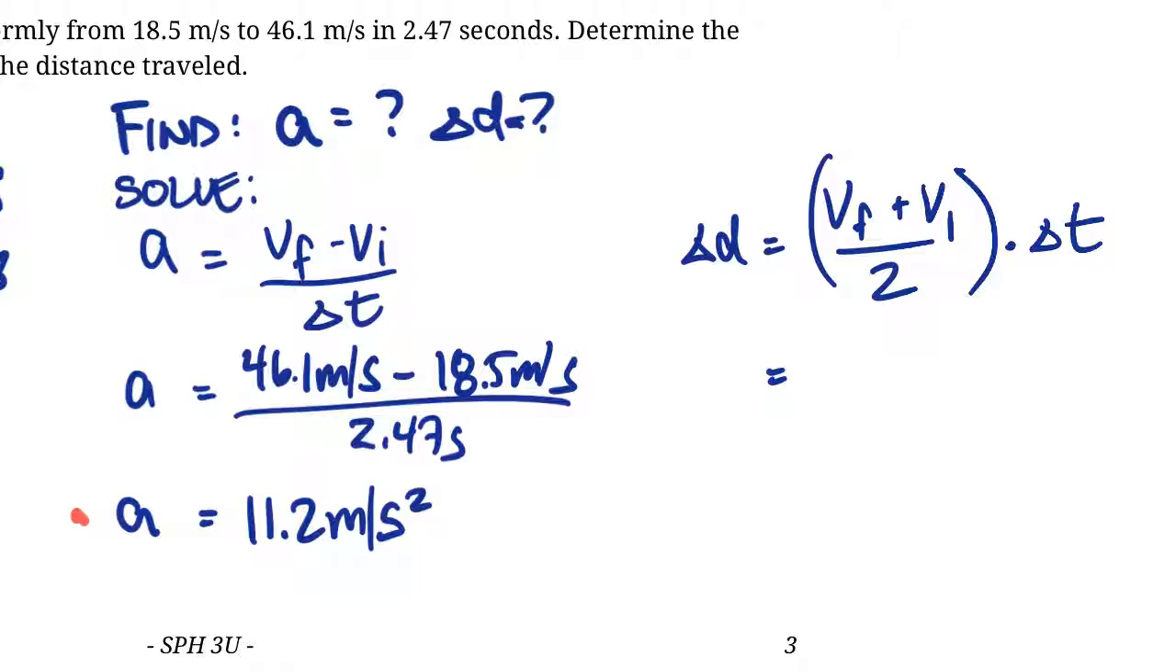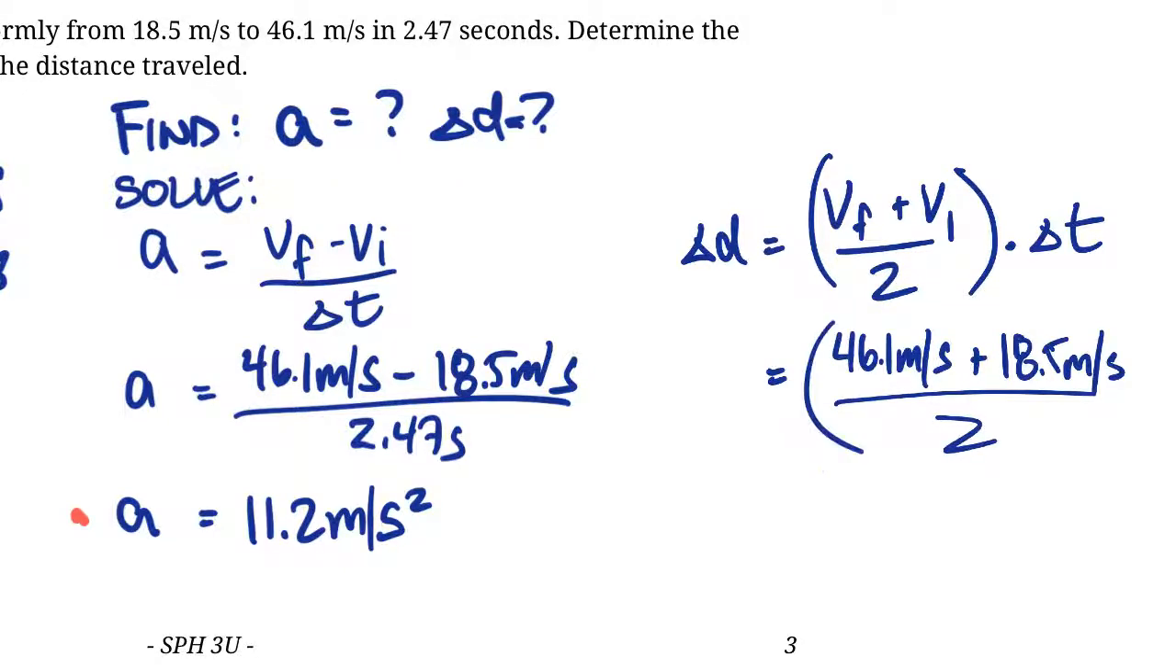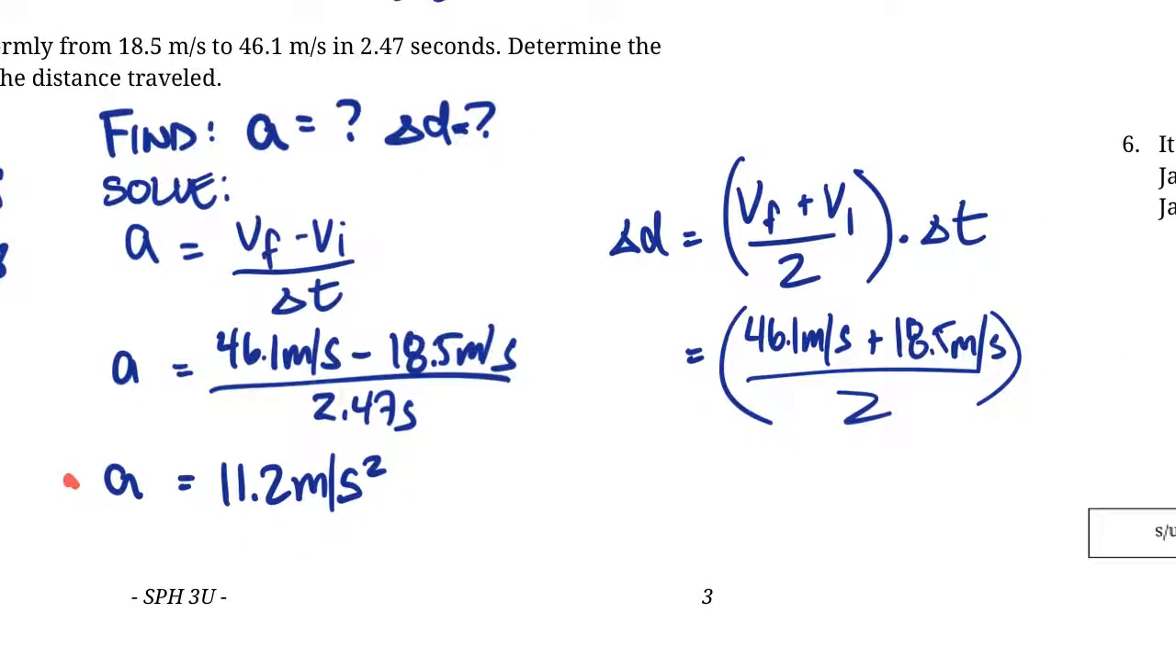And if we plug in our numbers, so we know our final velocity is what, 46.1 meters per second plus 18.5 meters per second over 2, times delta t, which is 2.47 seconds. I'll put that in brackets as well. So if we do that calculation, we actually get 79.78.